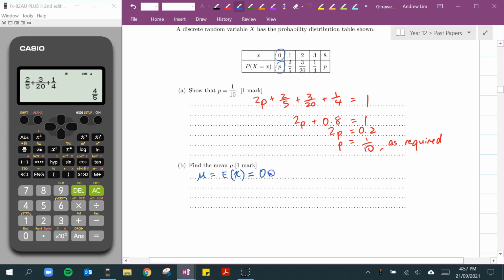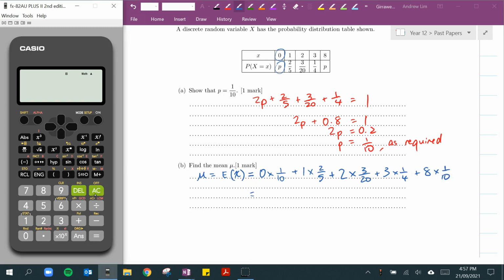So we have 0 times 1 over 10, plus 1 times 2 over 5, plus 2 times 3 over 20, plus 3 times 1/4, plus 8 times 1 over 10. Okay, put that in our calculator. You get 2 over 5 plus 6 over 20 plus 3 over 4 plus 8 over 10, which is 9 over 4, or 2.25.